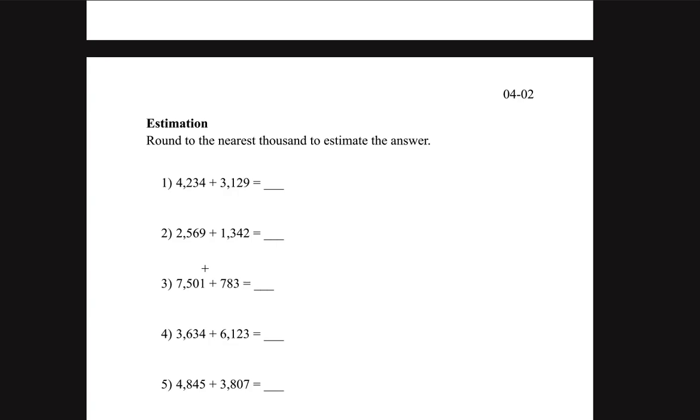Alright, let's move on to estimations. It says round to the nearest thousands place, and so the thousands would be here and here. So if it's 4,234 plus 3,129, we would round down to 4,000 plus 3,000, making that a simple 7,000.